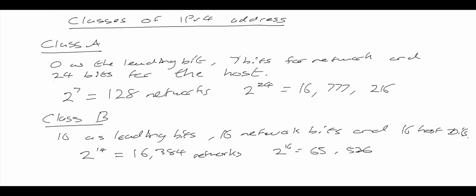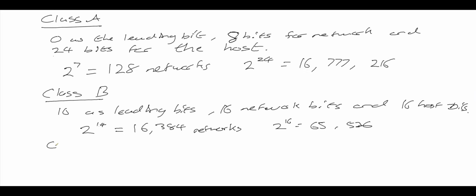That should be 8 bits, and that's correct. And the 8 bits include this leading bit here, and similarly here, the 16 bits in the network part include these 2 leading bits here, which is why we've only got 2 to the 14 networks with Class B addresses. So finally, then, let's look at Class C.